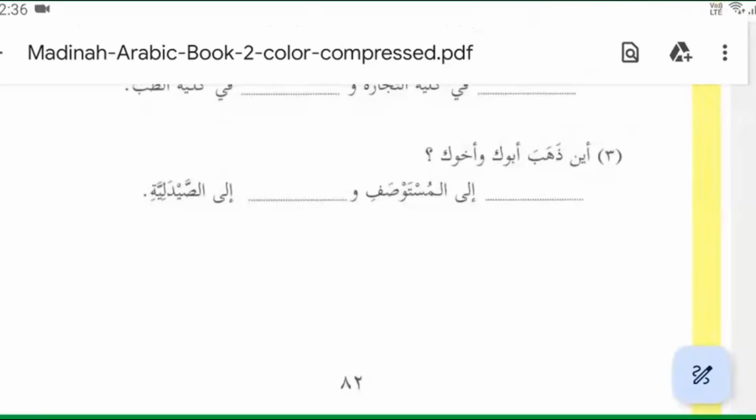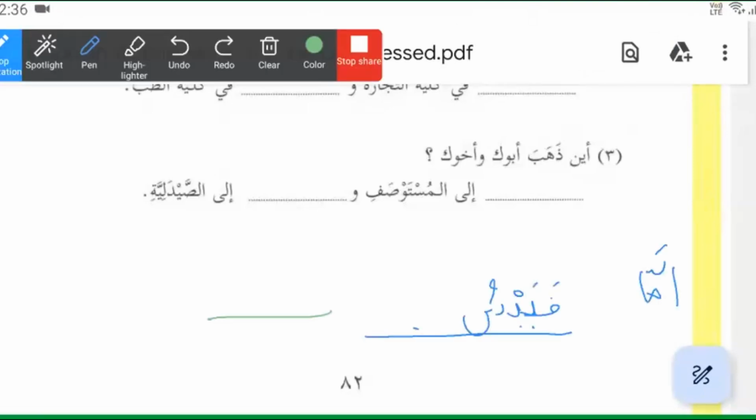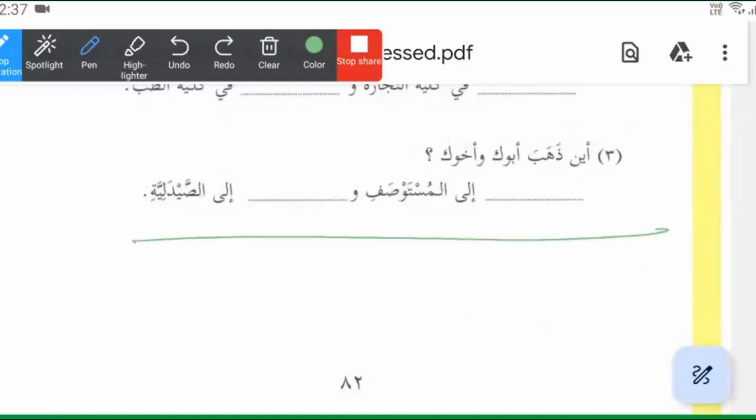Aina zahaba abuka wa akhuka. Where did your father and your brother go? So we will say, Dr. Humayun, would you try this sentence? Aina zahaba abuka, where did your father and your brother go? Maybe there is some connection problem.